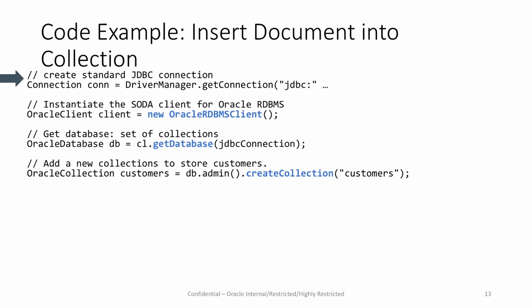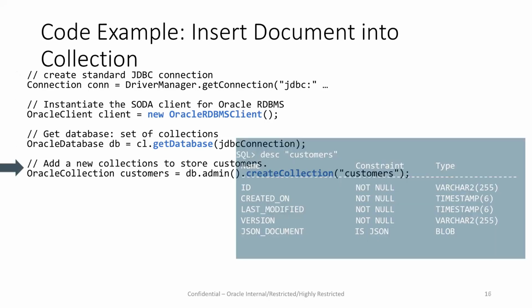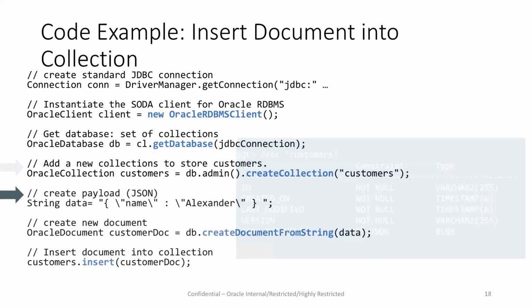So again, if you call this create collection, a table will get created under the cover. Yeah, that's the table that's created. Then you can just insert your payload. You create a document from string, and the previous line was the string, which is the JSON, and you call the insert operation on the customers collection.